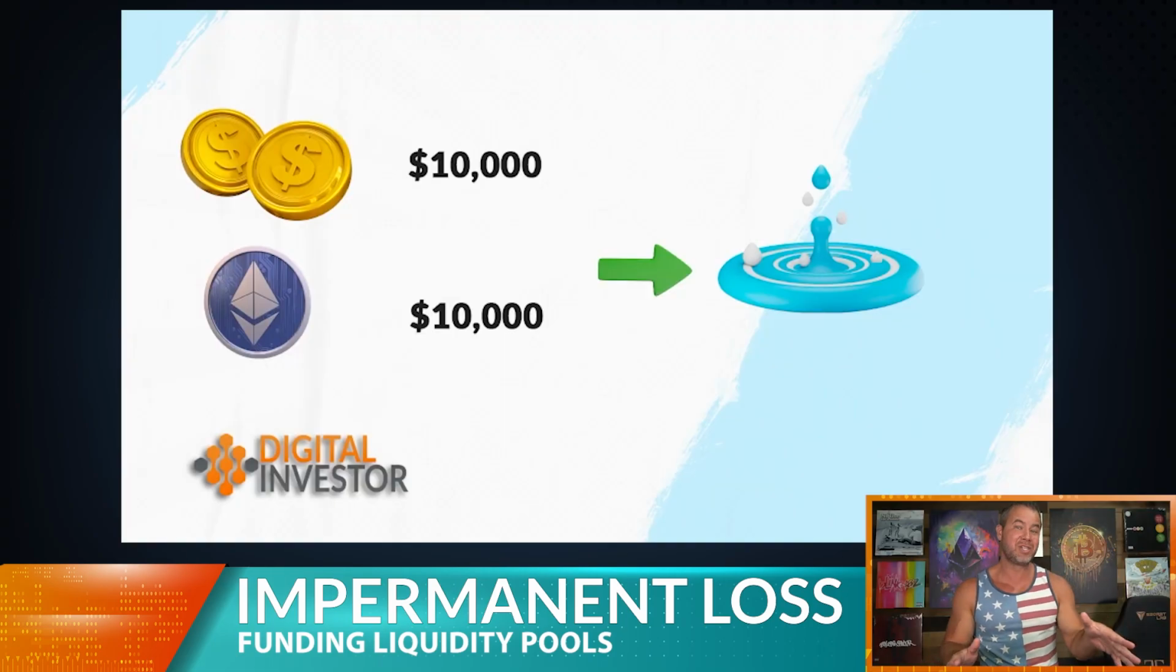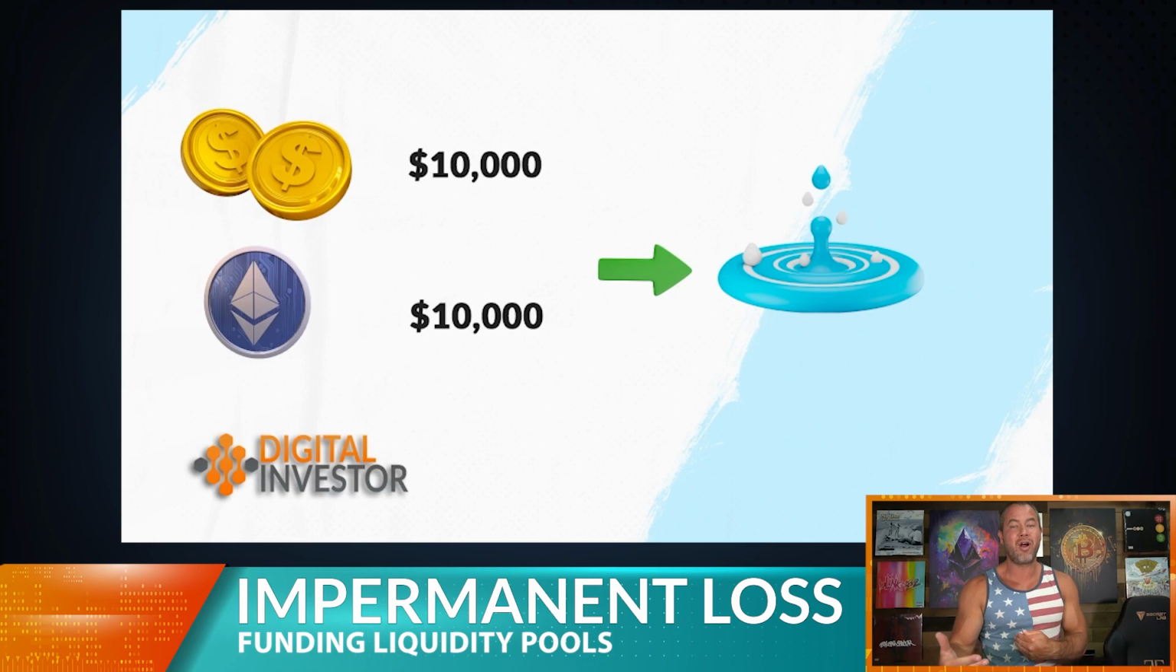Today we're going to talk about liquidity pools and what impermanent loss is when dealing with a liquidity pool. Any liquidity pool you fund needs 50% of the token and 50% of a stable coin. For our example, we're going to use Ethereum and US dollars to make it clear. So you want to fund this thing with $10,000 of Ethereum and $10,000 of dollars. Okay? We're going to throw it in the liquidity pool.